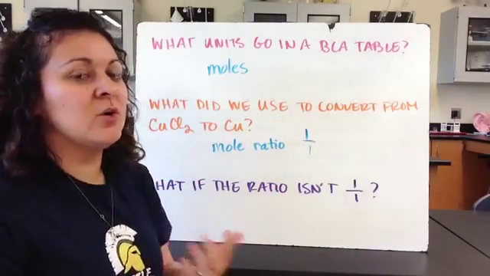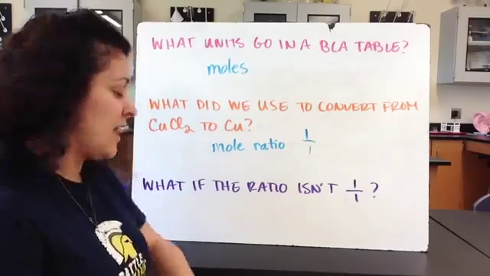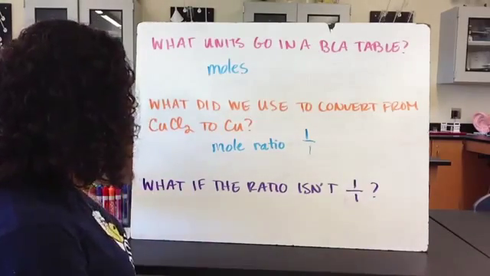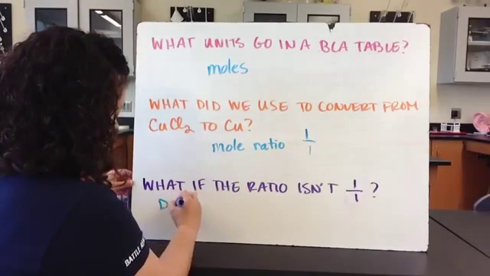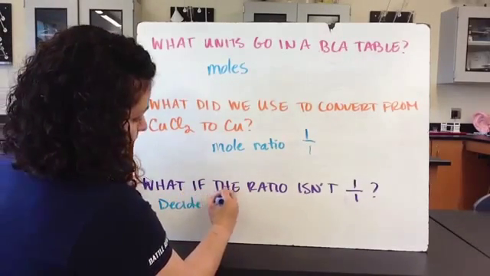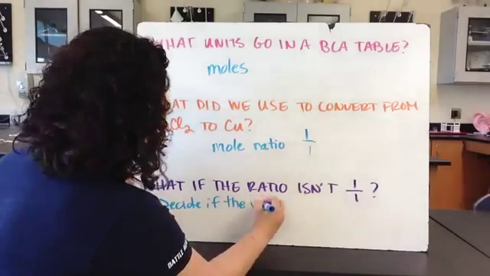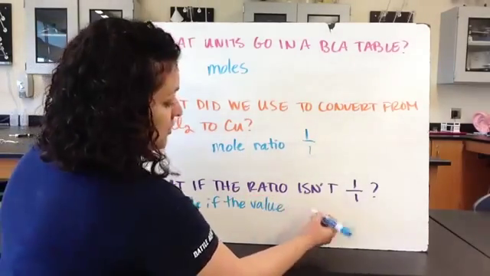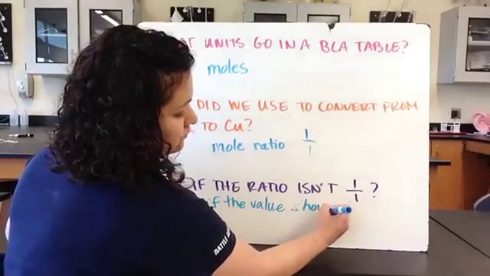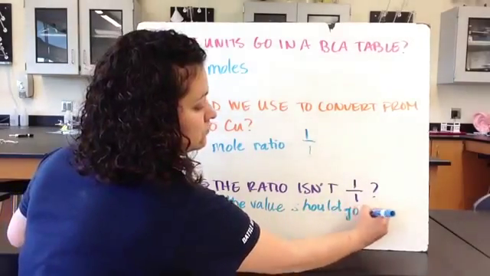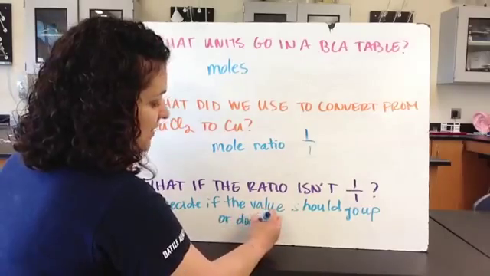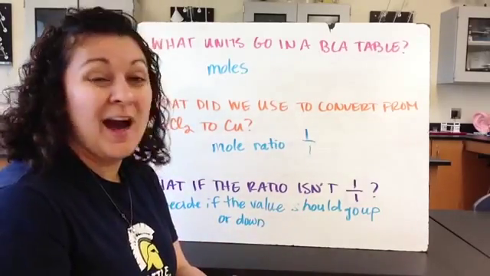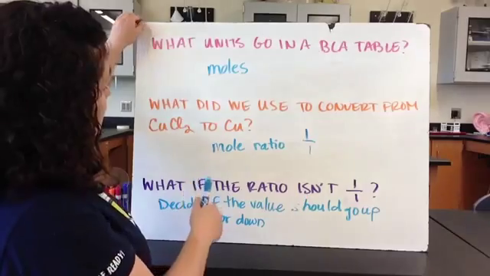So what do we do if the ratio isn't 1-to-1? That's sometimes the case. If the ratio isn't 1-to-1, we decide if the value should go up or down. And we have an example that'll show us how we're going to do that next.